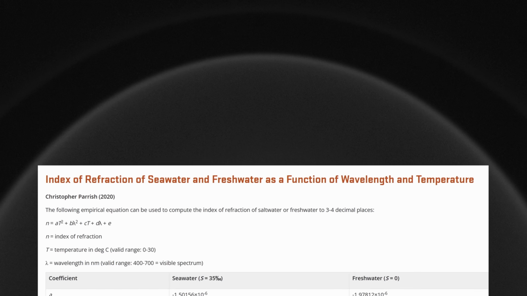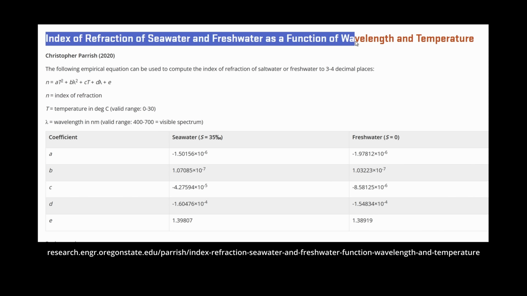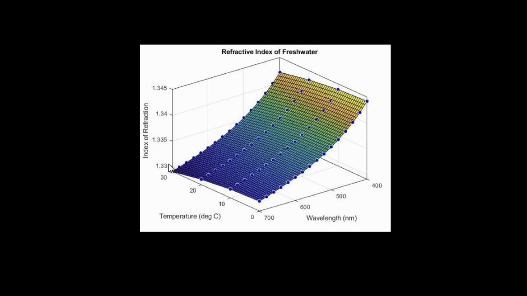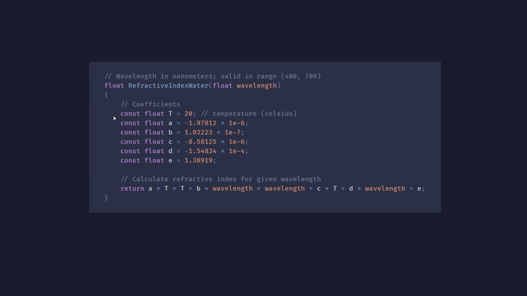So looking up some data, I came across this paper here comparing seawater and freshwater at different temperatures, and there's a nice little plot here where we can see the refractive index going from just below 1.33 at a 700 nanometer wavelength of light up to a little over 1.34 at 400 nanometers. So that roughly covers the wavelength range of visible light. We can also see the temperature dependence here, but it's pretty subtle and certainly not something we care about today. Instead, we'll just be grabbing this set of coefficients here, which can be simply plugged into this equation in order to approximate the refractive index at any given wavelength in the visible range.